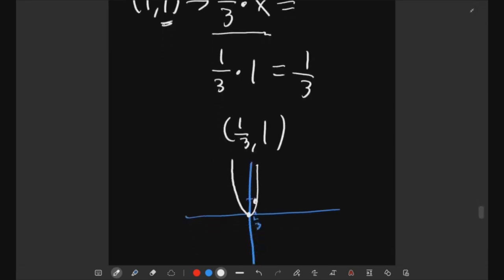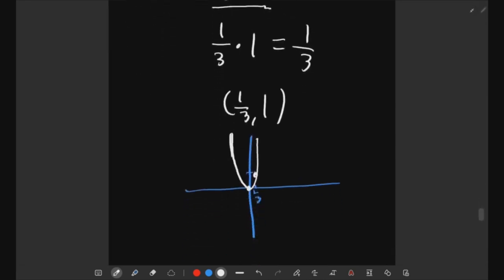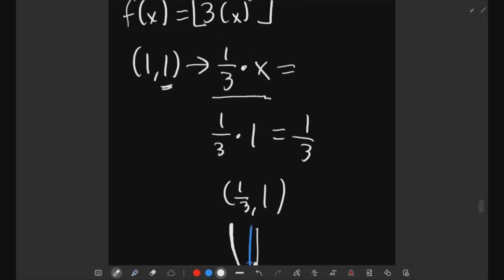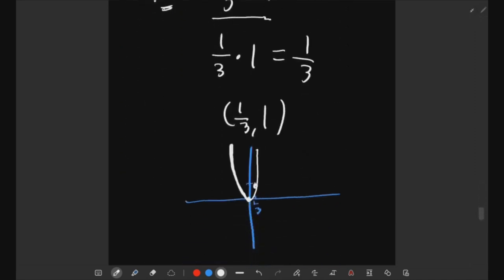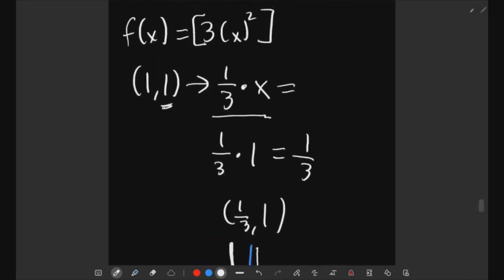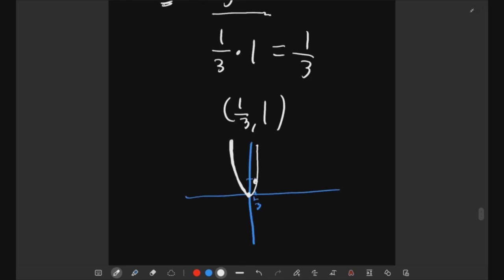And notice how in horizontal shrinks, your graph will look very stretched up instead of really open like we had in the previous one. This one's really open, really wide, while in this one, in our horizontal shrink, it's just going really up.